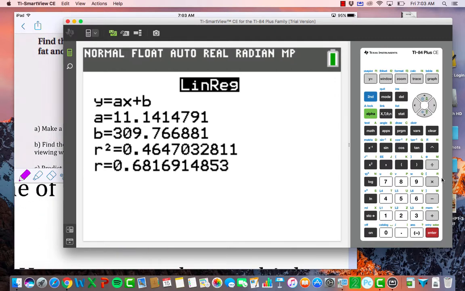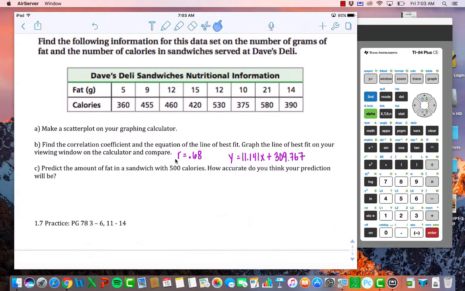My slope is 11.141, and my y-intercept is 309.76. And I'm just writing this information down. You can't really see it because my calculator's in the way, but I'm just writing this information down so I could compare it for later. It then says graph the line of best fit on the viewing window with your calculator.